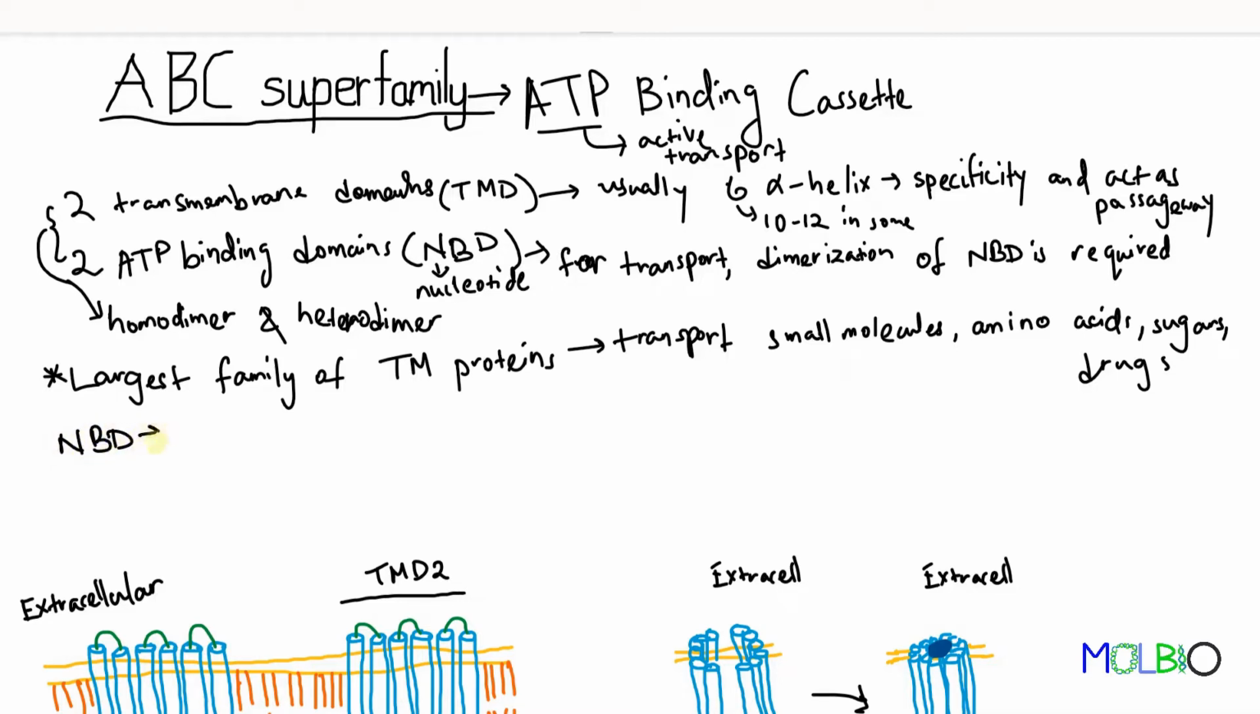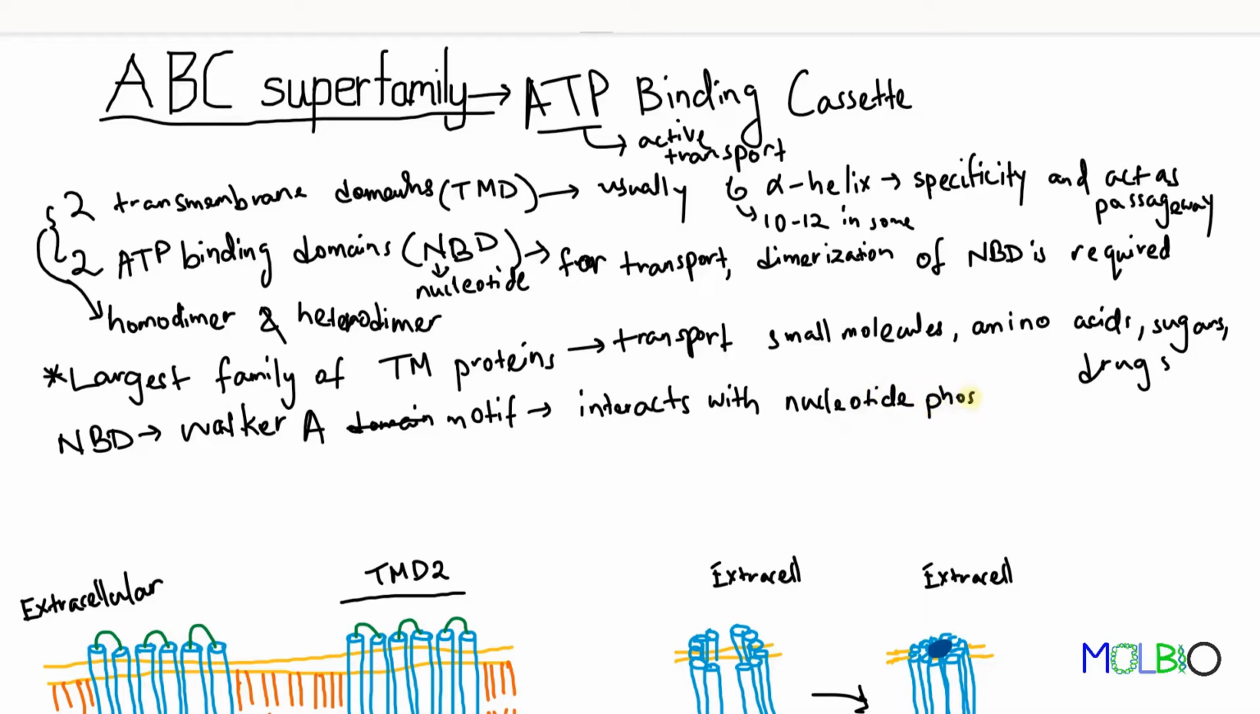So, as I was talking about the different motifs present in the NBD, there are two important motifs called Walker A, or Walker A domain, or I think it's better to call it a motif, which is the one responsible for interacting with the nucleotide or the ATP. The Walker A motif interacts with the nucleotide phosphate group, and the other motif, as you would have guessed from Walker A, is called Walker B.